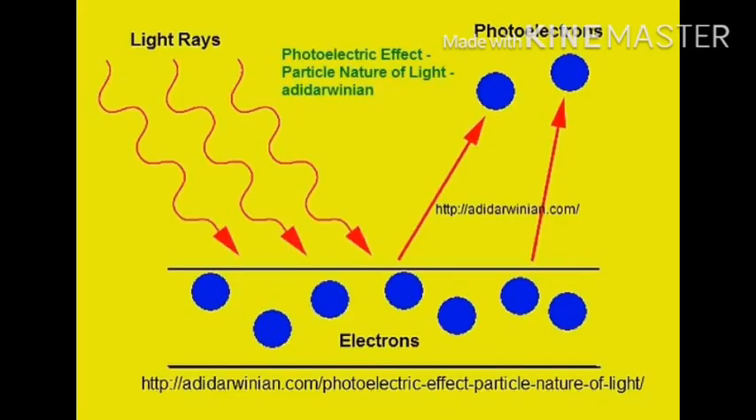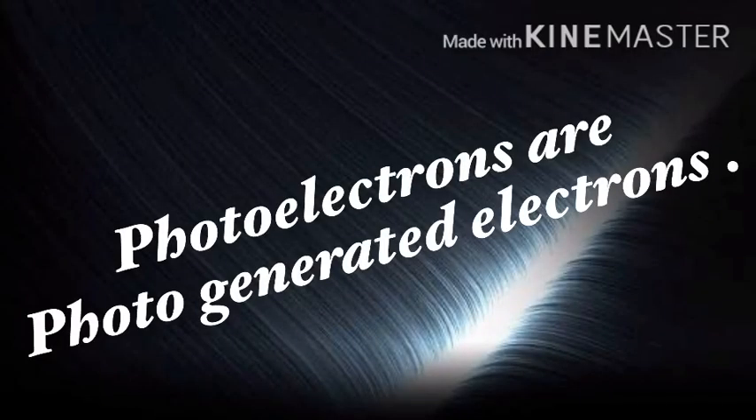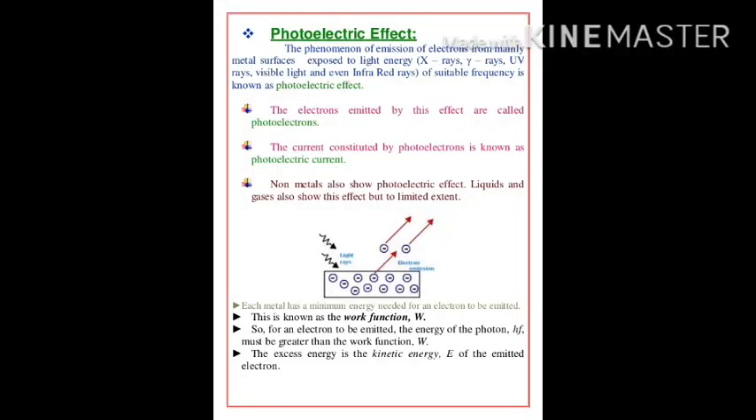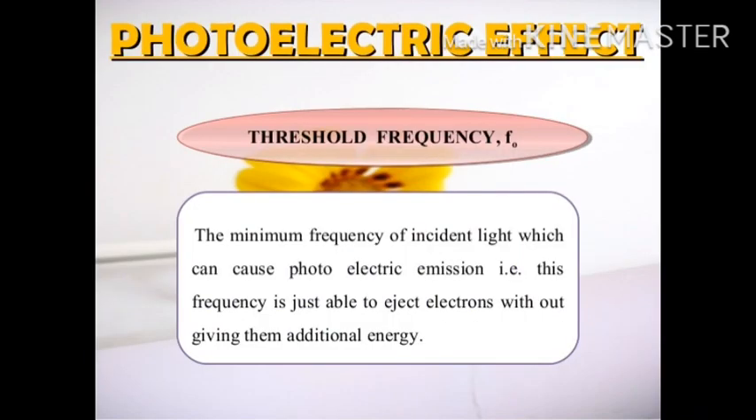First, let us know what are photoelectrons. So, photoelectrons are the light or photo-generated electrons. Okay, so now what is photoelectric effect? It is the phenomena of emission of electrons from a metal surface when electromagnetic radiation of sufficient frequency are incident on it. Now, what is threshold frequency? It is the minimum value of frequency of incident radiation below which photoelectric emission is not possible. That is, below this frequency, electrons will not be ejected from the metal surface.